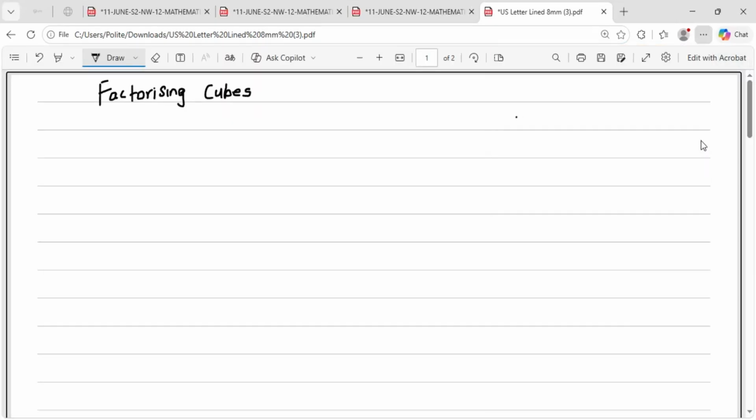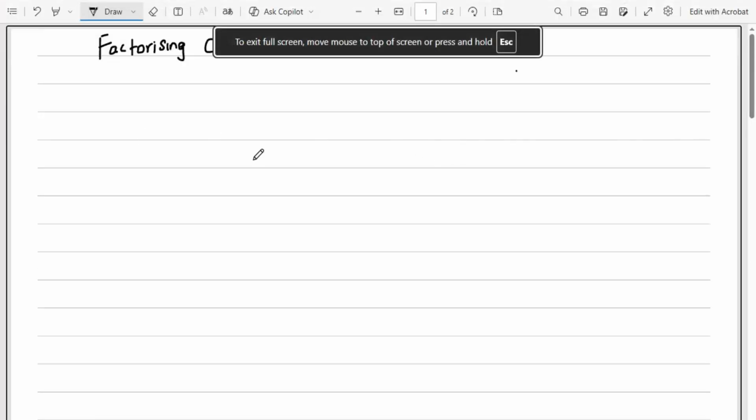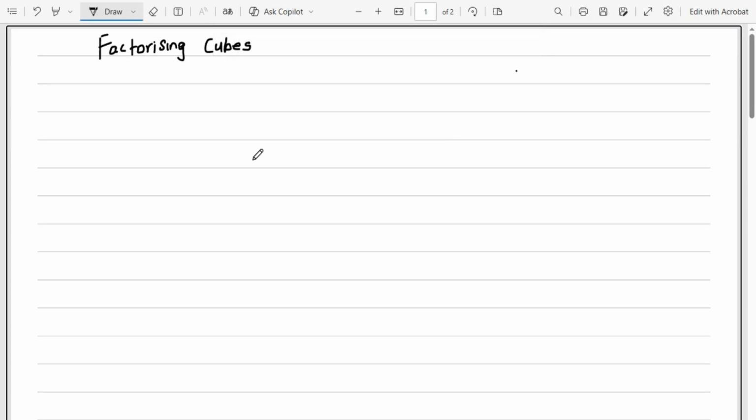Okay, grade 12. On this one, I want us to work on how to factorize a cubic function. I don't want to waste time, I just want us to go straight to the work. Let's say you are given something like this, 8x to the power 3, plus 27. And we need to factorize this, okay?